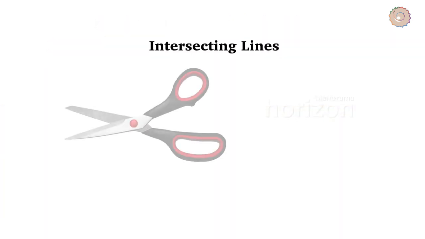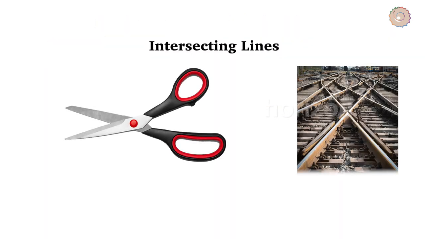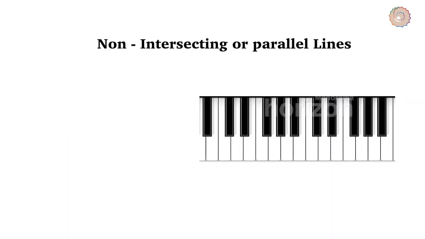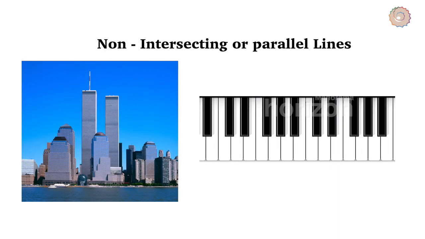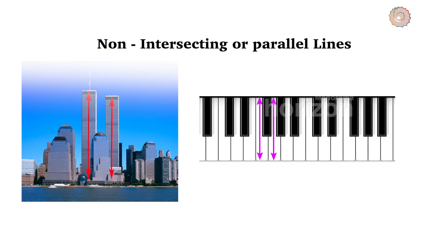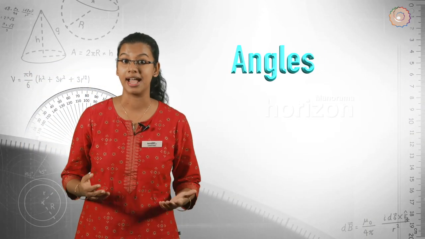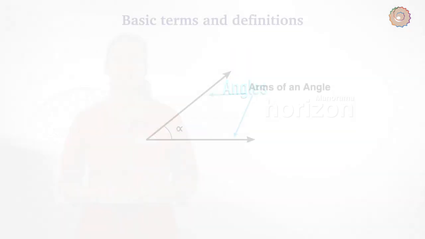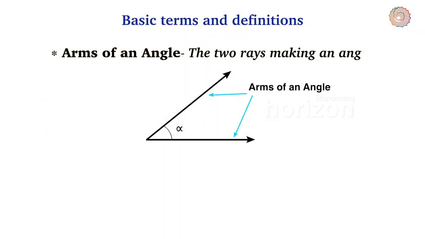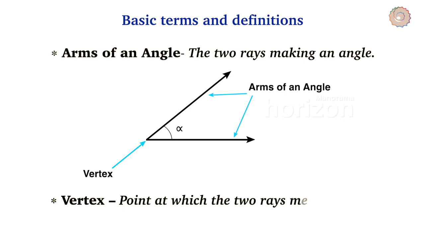For example, scissors and crossrails are intersecting lines, and the keys of a piano and the twin towers are examples of non-intersecting or parallel lines. These are all about lines. Then what about angles? Let's check it out. The arms of an angle are the two rays making the angle, and the vertex of an angle is the point at which the two rays meet.